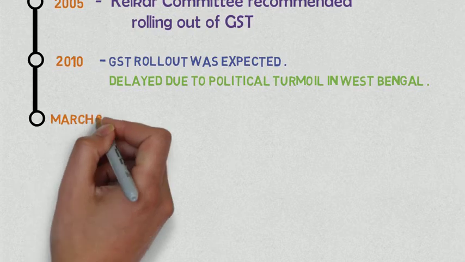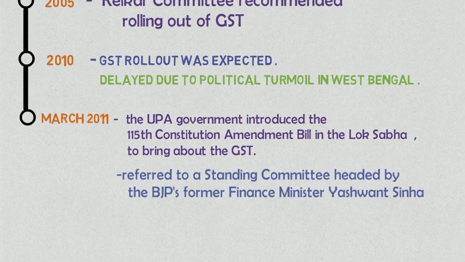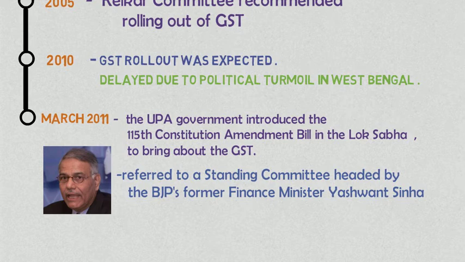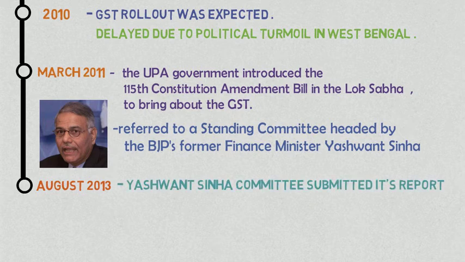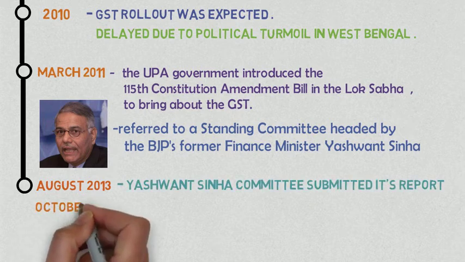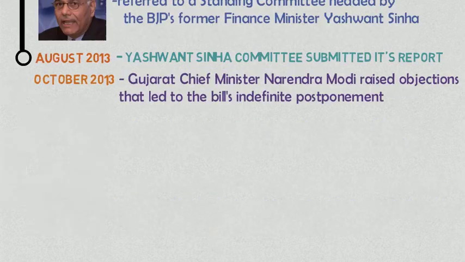In March 2011, the UPA government introduced the 115th Constitutional Amendment Bill in the Lok Sabha to bring out the GST. The bill was opposed by the opposition parties and was referred to a standing committee headed by the BJP's former Finance Minister Yashwant Sinha. The committee submitted its report in August 2013, but in October 2013, Gujarat Chief Minister Narendra Modi raised objections that led to the bill's indefinite postponement.